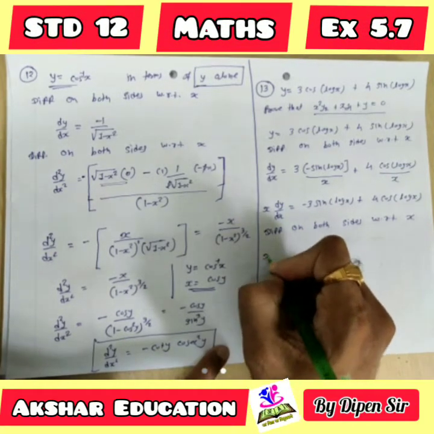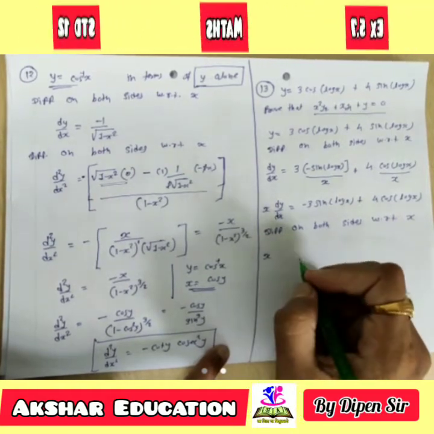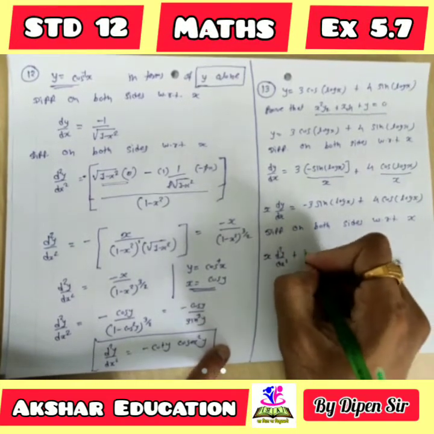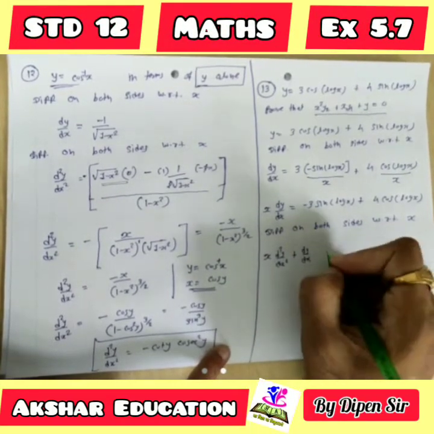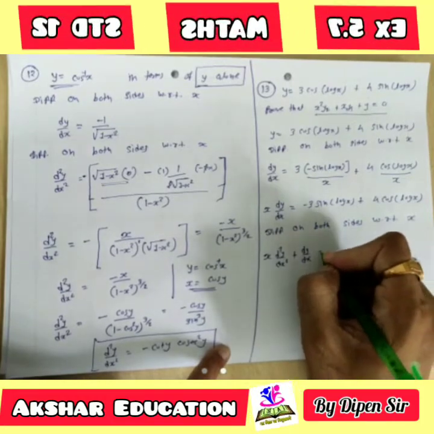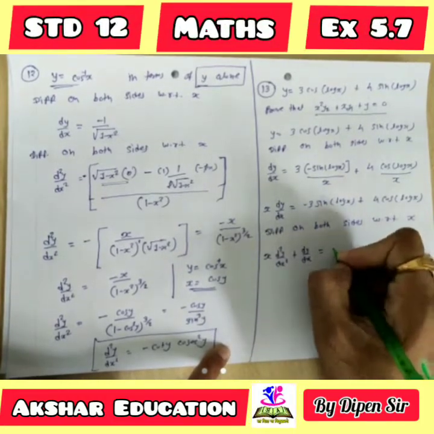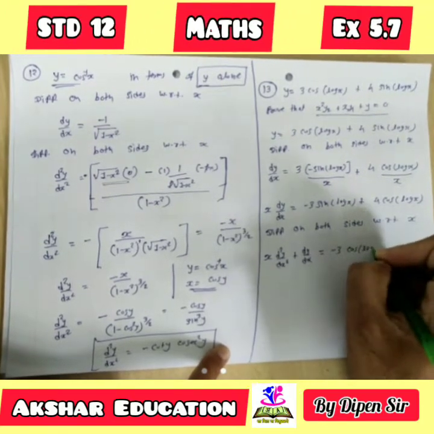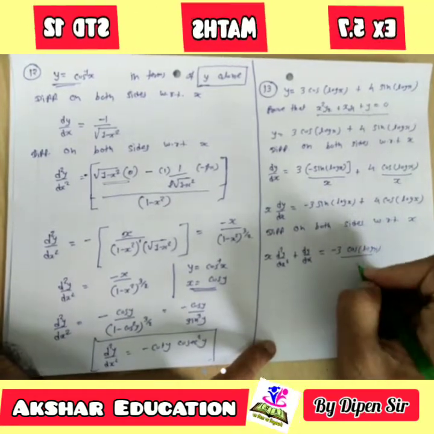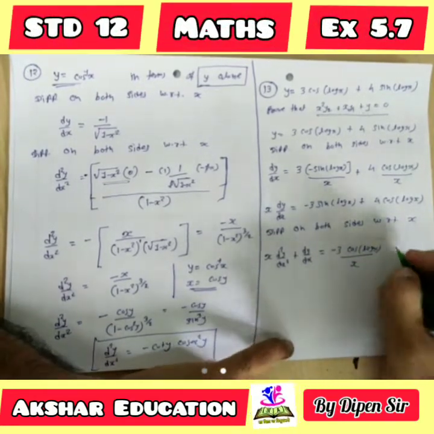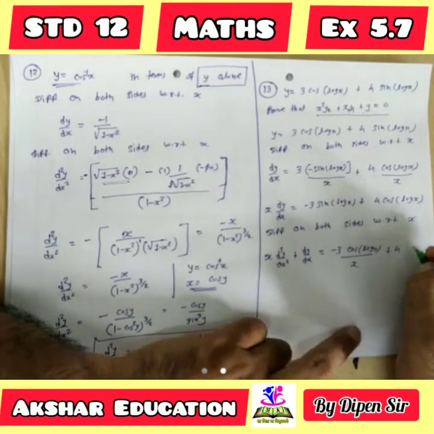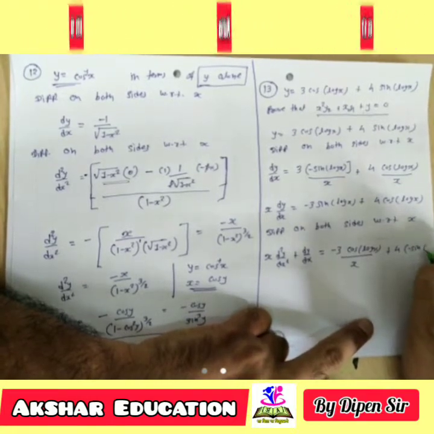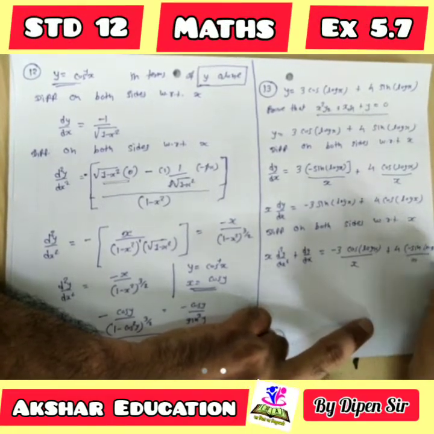So x is as it is. Differentiation of dy by dx is d square y by dx square plus dy by dx as it is, and differentiation of x with respect to x is 1, and that is equal to minus 3 is constant. Differentiation of sine is cos of log x, and differentiation of x is 1 upon x, plus 4 into differentiation of cos is minus sine of log x divided by x.